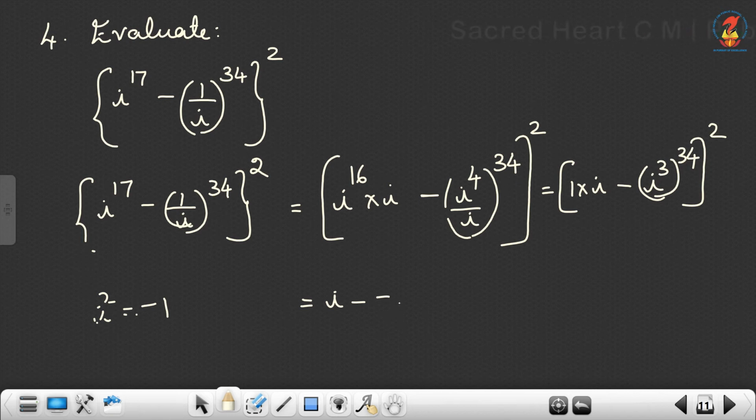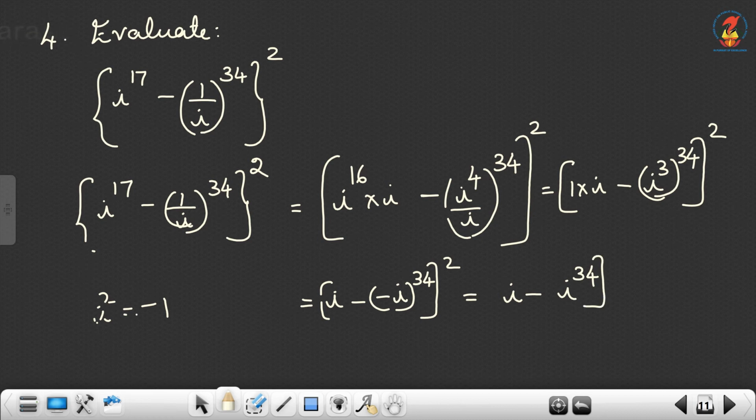So minus of minus i raised to 34, then whole square. So minus i raised to 34 means i raised to 34 itself. So (i − i^34) the whole square.